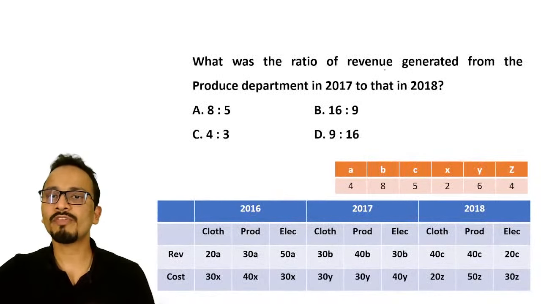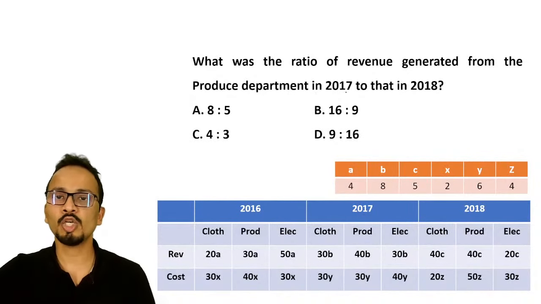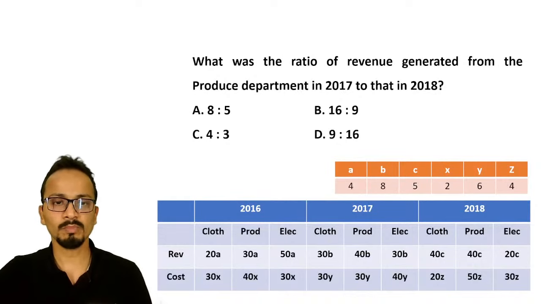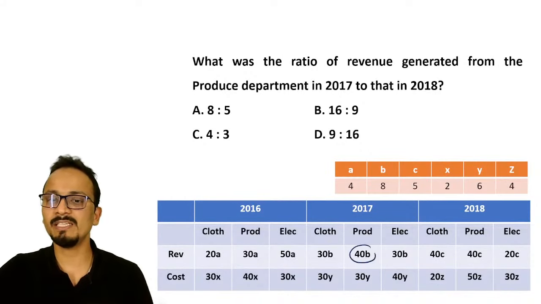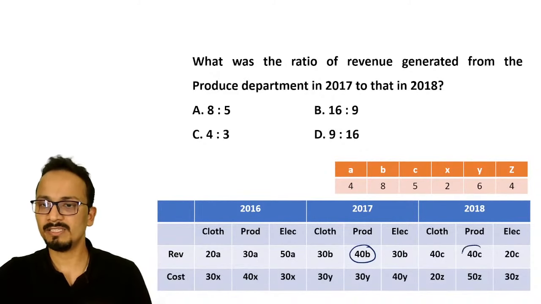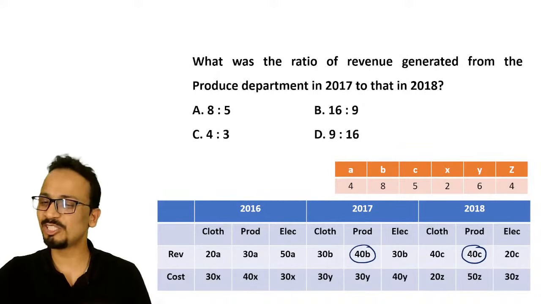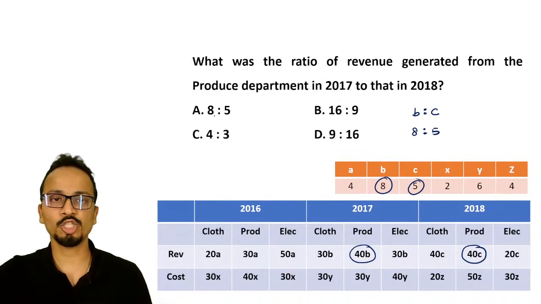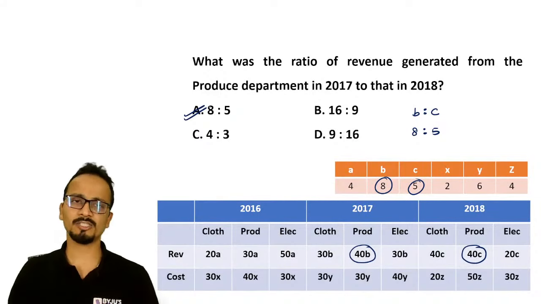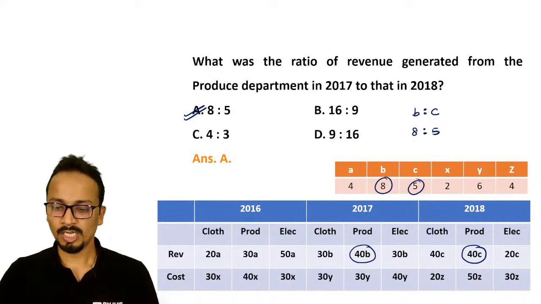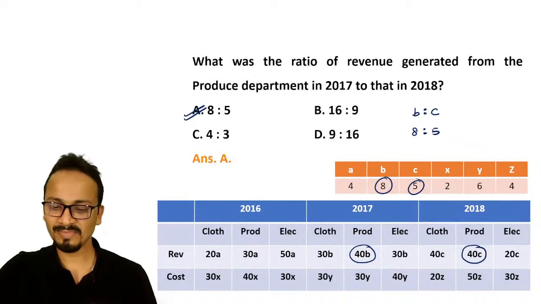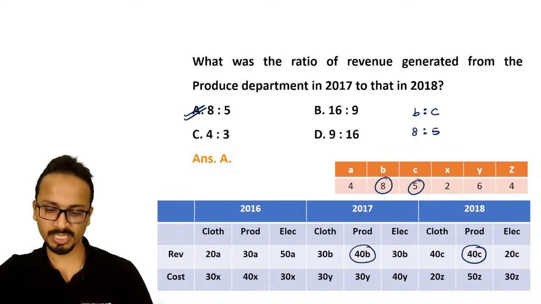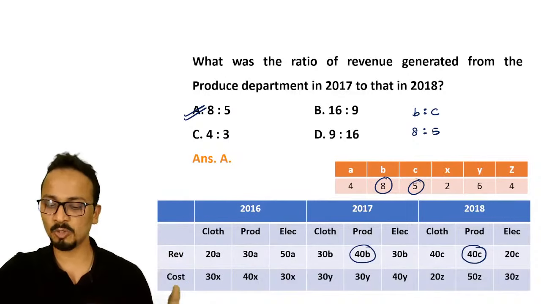What was the ratio of revenue generated from produce in 2017 to that in 2018? So basically we have to find the ratio of these two numbers. 40 is common. So basically we have to find the ratio of B and C. B is 8 and C is 5. So the ratio will be 8:5. Answer is option A. Cool? आसान questions हैं? Right? So Archana, Piyush, Bisht, yes, your answers for the previous questions were absolutely correct.